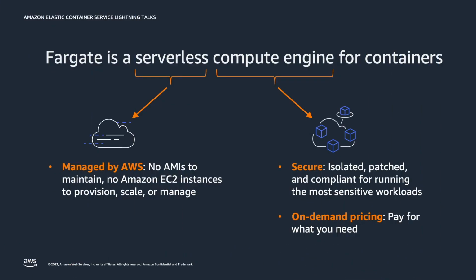AWS Fargate is a serverless compute engine for containers. Fargate removes the undifferentiated heavy lifting of maintaining AMIs and managing the underlying Amazon EC2 instances. And Fargate secures the underlying infrastructure to run your workloads because every container is run on a single-use, single-tenant EC2 instance.